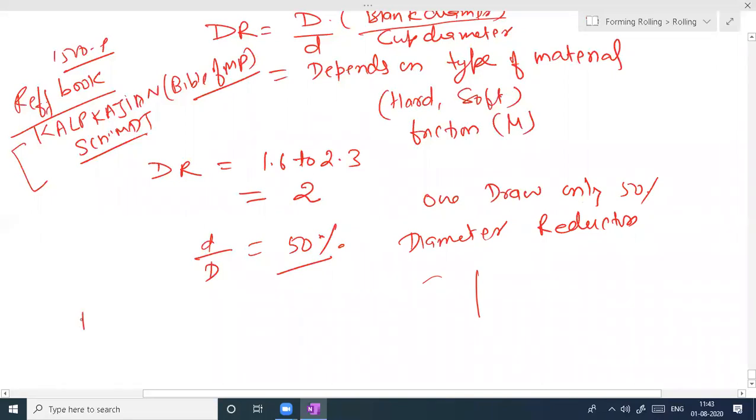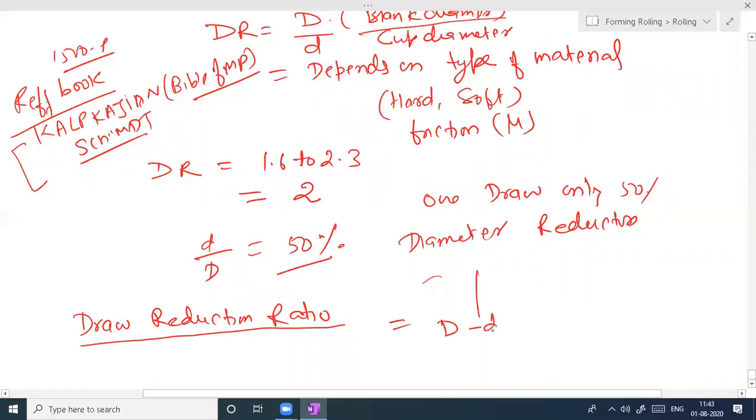Then there is one thing called the draw reduction ratio. What is the draw reduction ratio? That is equal to D minus d divided by D. That is the diameter reduced divided by the diameter before.